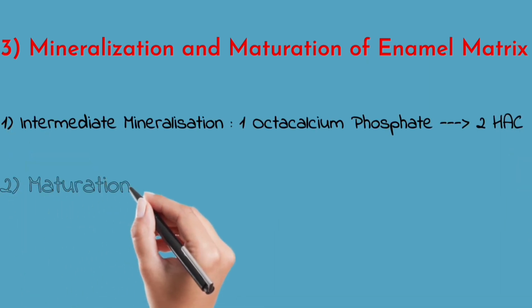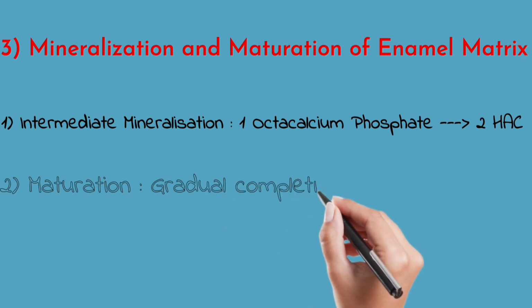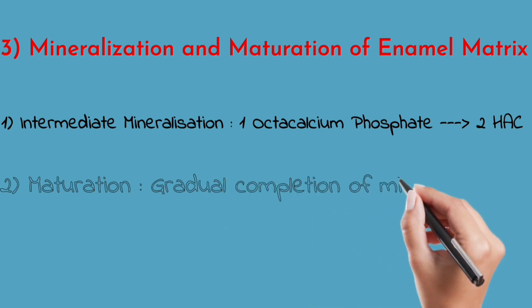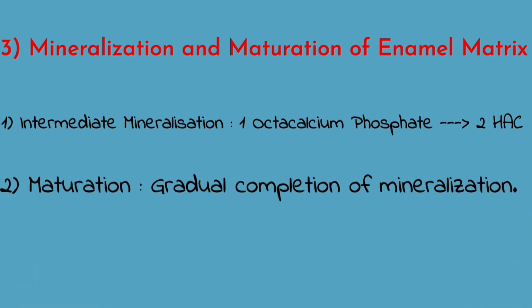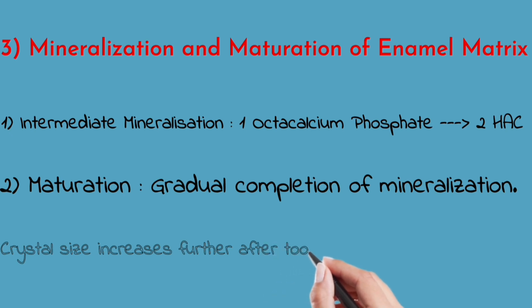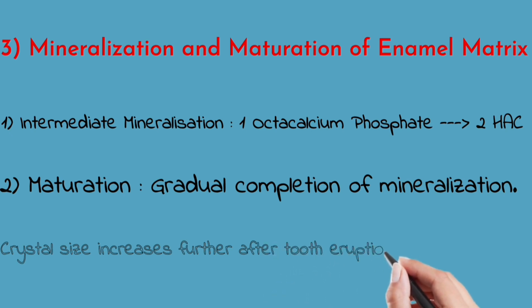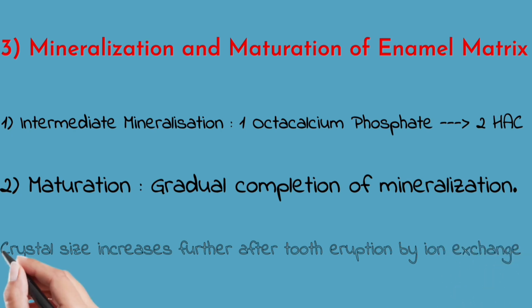And last we have maturation. Maturation is characterized by the gradual completion of the mineralization starting from the height of the crown and progressing cervically. You need to know that it starts at the crown and progresses cervically. Also, these crystals further increase after tooth eruption because of ion exchange with saliva. So this is the end of enamel and amelogenesis.